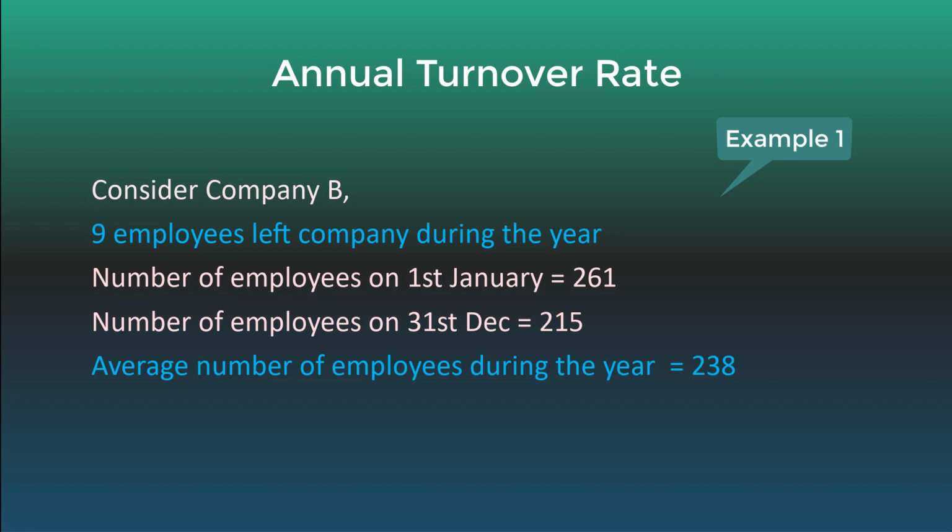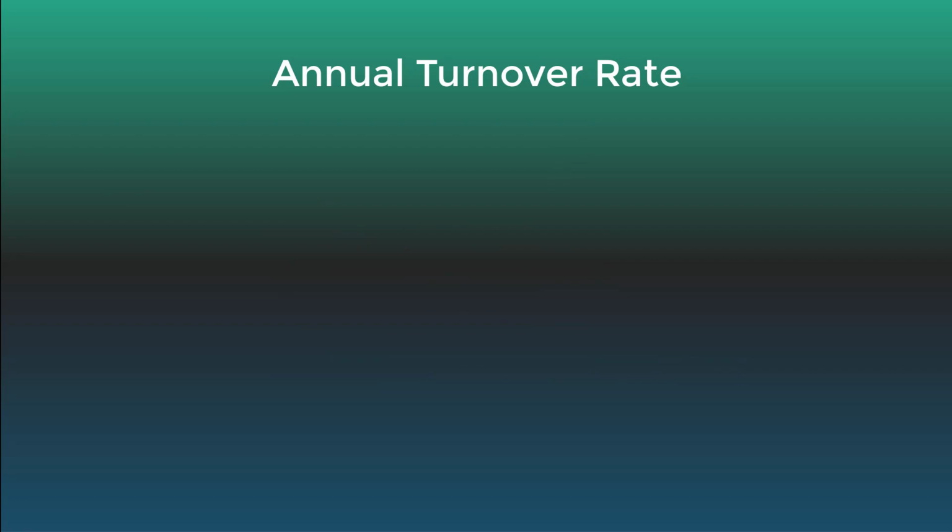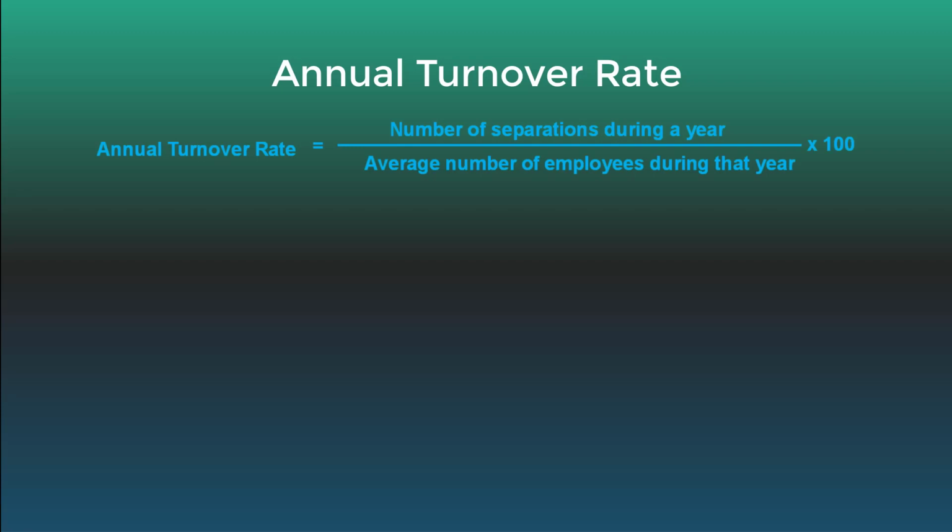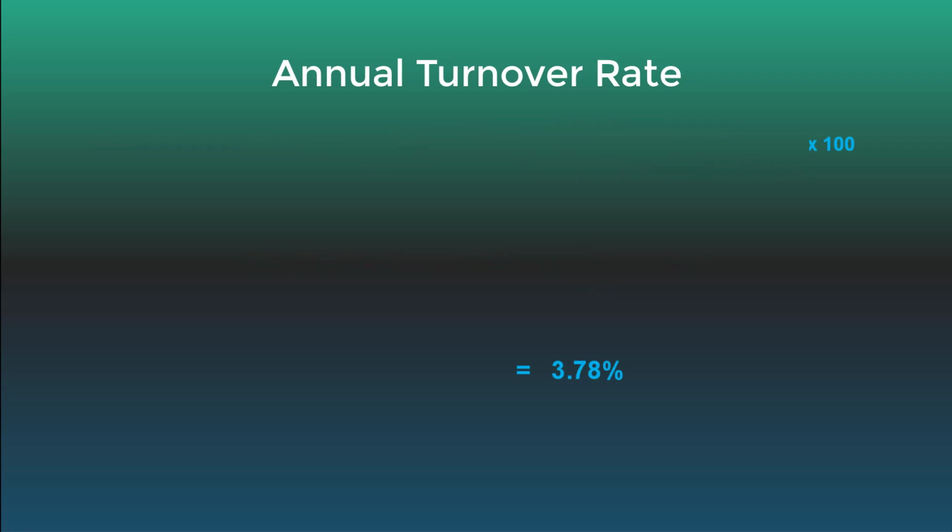In order to find the annual turnover rate, we use the formula for annual turnover rate like this. We divide the number of separations, which is 9, by the average number of employees during that year, which is 238. So the annual turnover rate for this example turns out to be 3.78%. Now let's take another example of annual turnover rate.